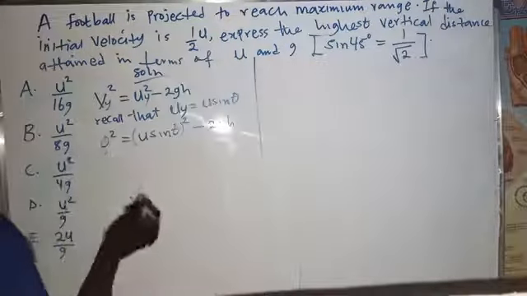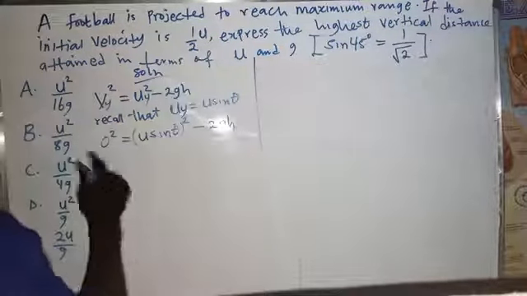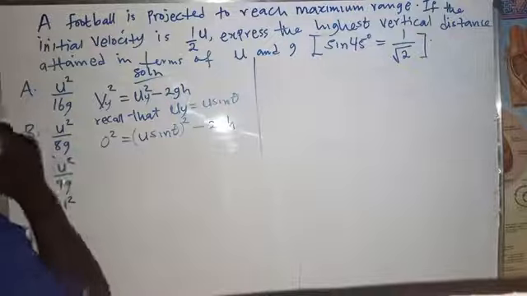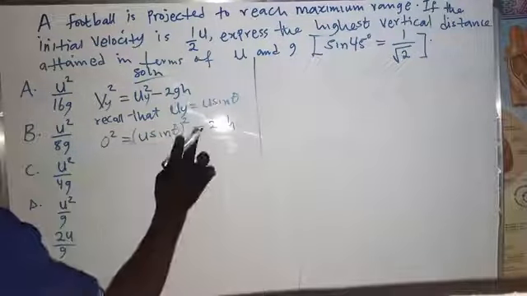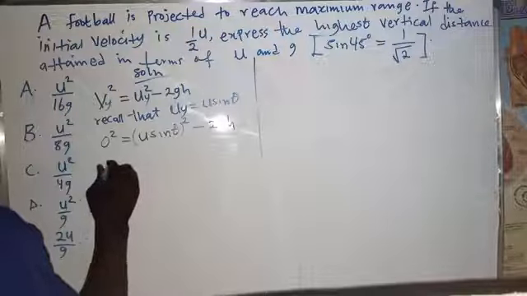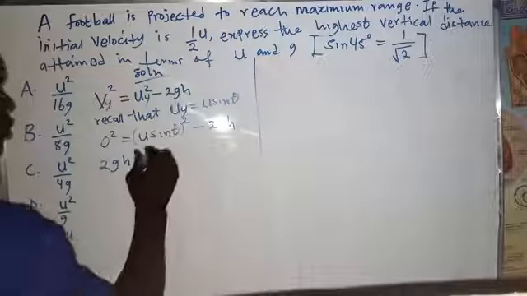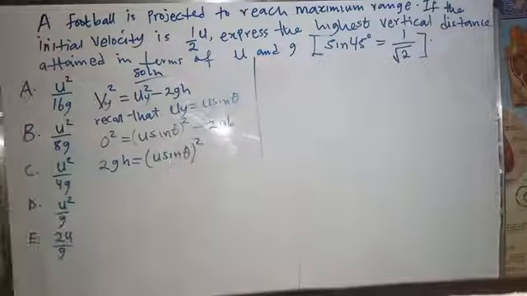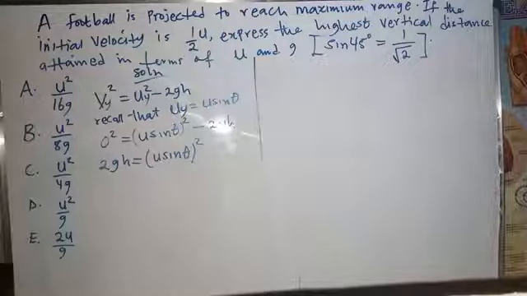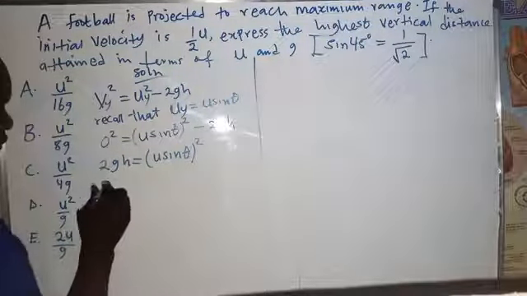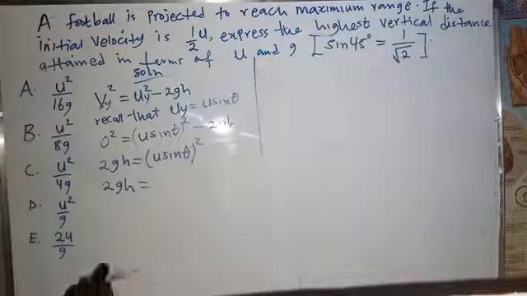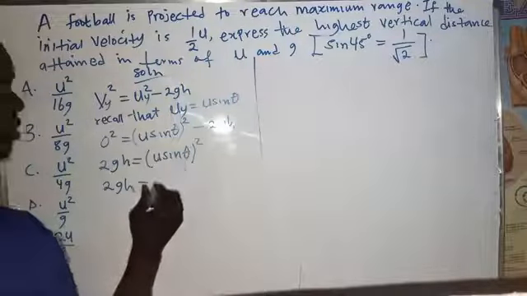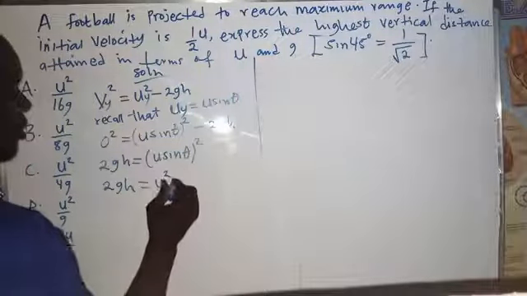So 0 squared is the same thing as 0. Let me bring 2gh to the left-hand side of the equation, so this negative will change to positive. We'll be having 2gh equal to open bracket u sine theta squared. When we open this bracket, we're going to have 2gh equal to, this square is for everything in the bracket, for u and for sine theta, so u squared multiplied by sine theta squared.